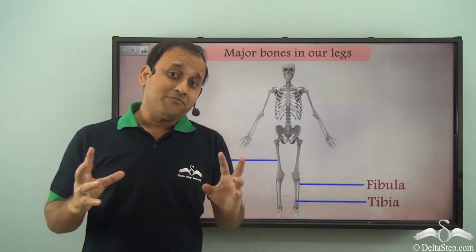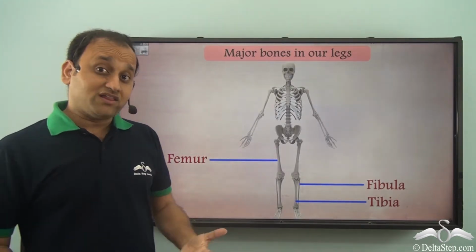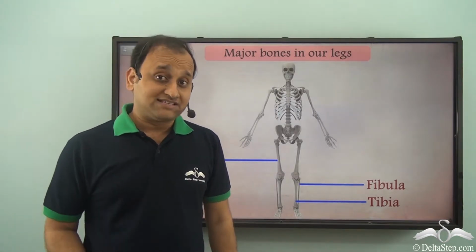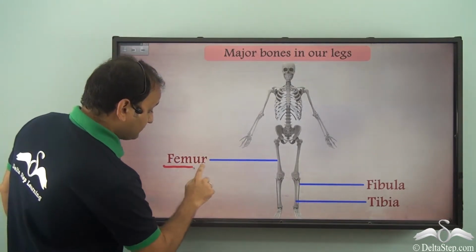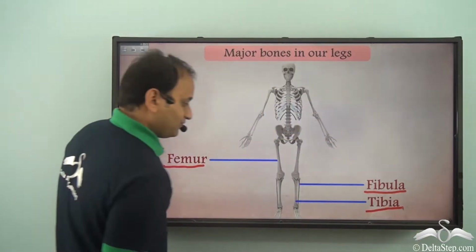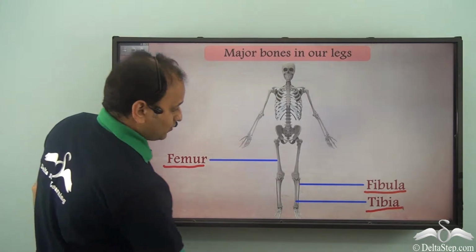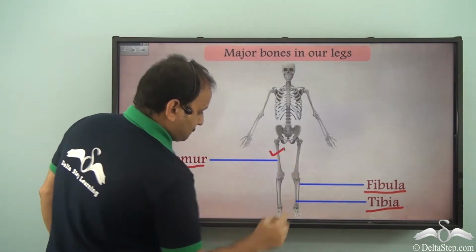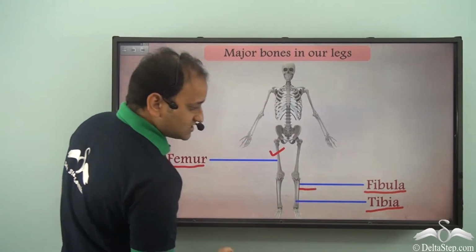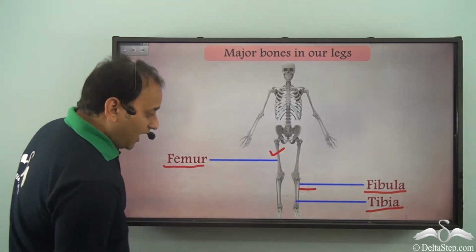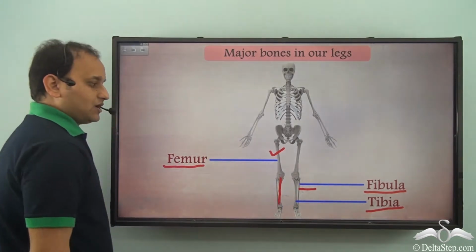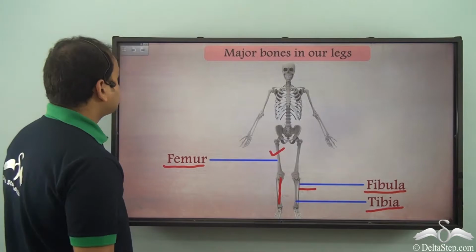Now, apart from hands, let's check what are the major bones in our legs. So, the major bones in our legs are femur, fibula, and tibia. So, where exactly is femur? Well, it's here. And what about fibula? Well, the outer side here, this is fibula. And where is tibia? Well, the inner bone here, this is tibia. So let's see them in detail.